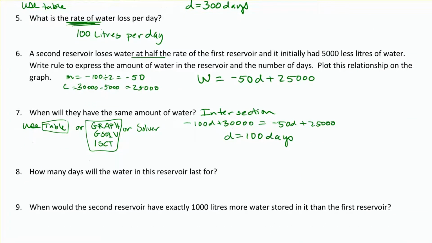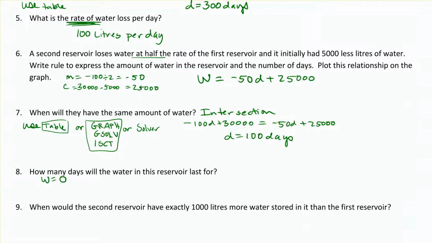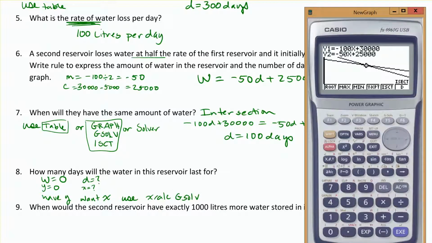For how many days will the water last in the second reservoir? I could go back to table if I wanted to, but I'll show you another trick here in solver. So if I went to table, I would just look to see when the second reservoir hits 0. But there's another thing I can do here. So this is w is equal to 0, and w is really my y is equal to 0, and it's my d that I want to know, and d is really x that I want to know. So this is have y, want x, use xcalc in gsolve. I'll show you that real quick.